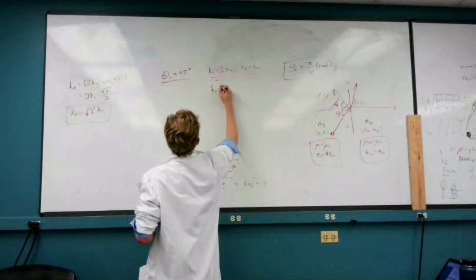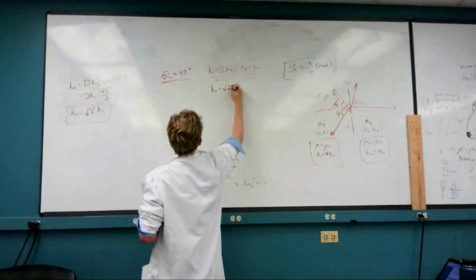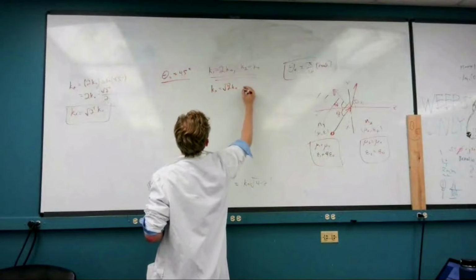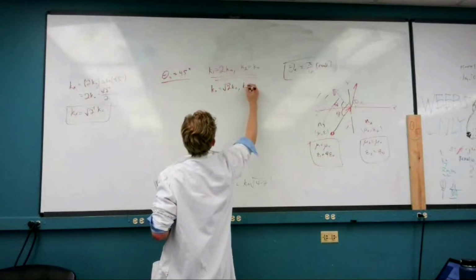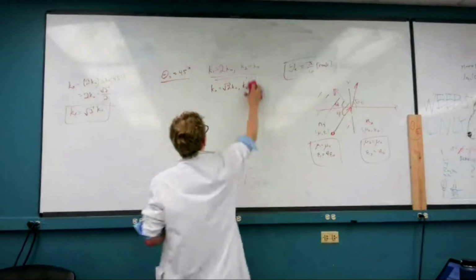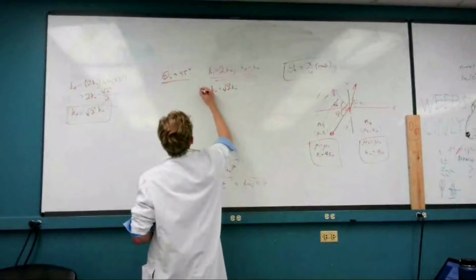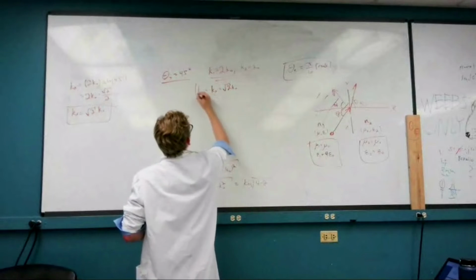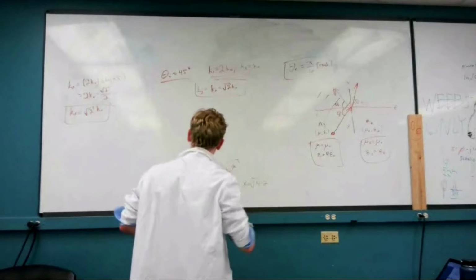Kx equals square root 2 K naught. Kz, actually, simplify that. Kz equals Kx equals square root 2 K naught. There we go.